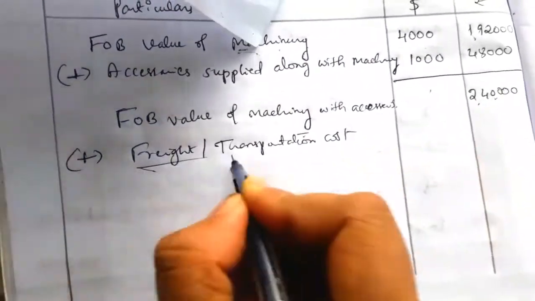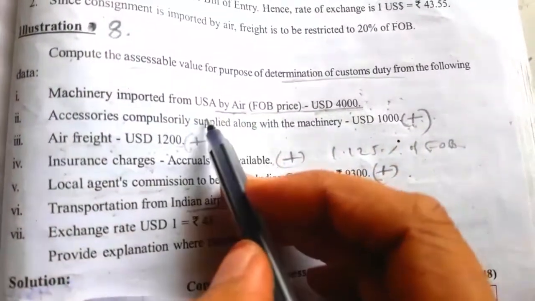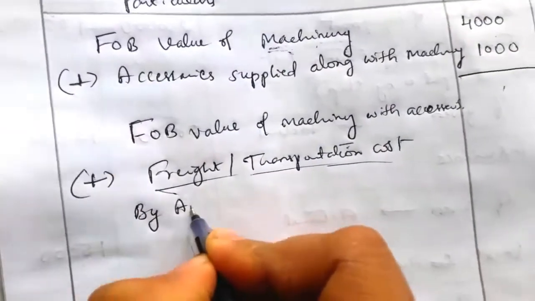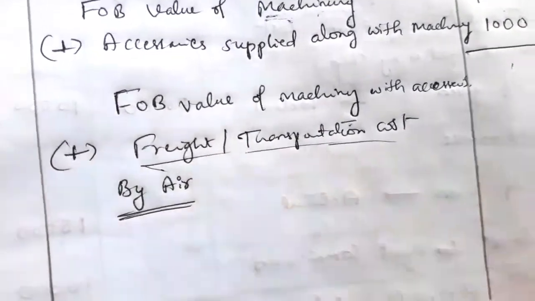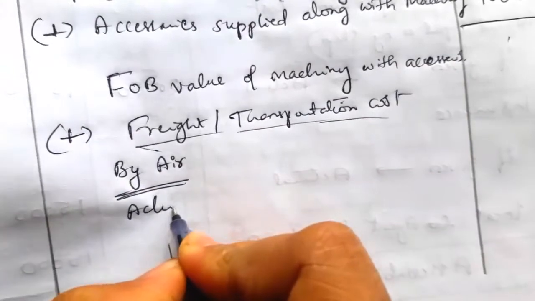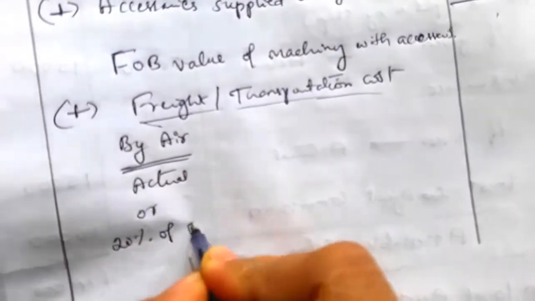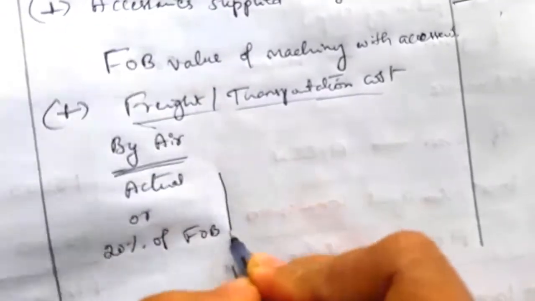So here the import is clearly mentioned. This machinery is imported from USA by air. So when the import is by air, what is the rule? We have to take the actual or 20% of FOB, we have to compare. Whichever is least, we have to take.